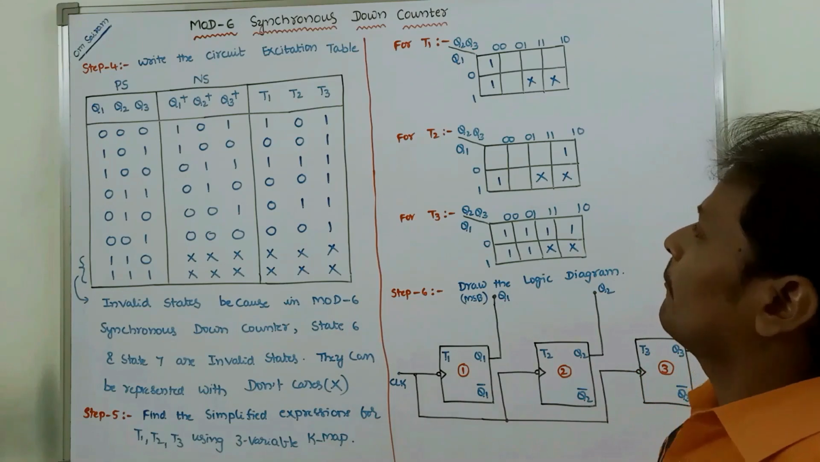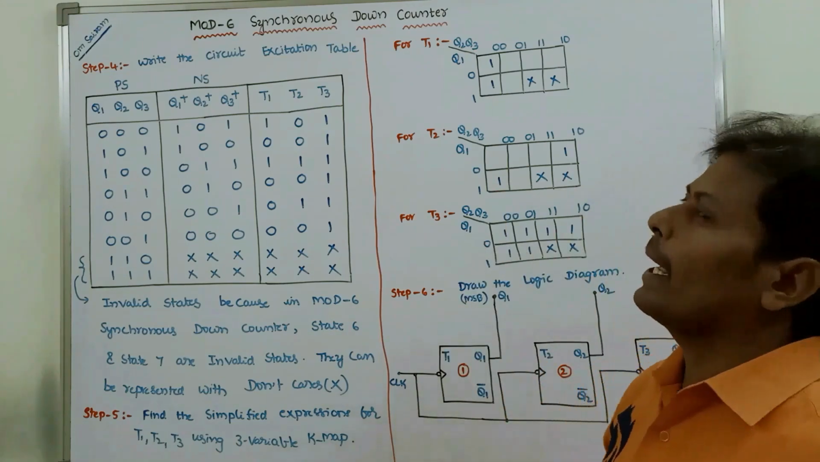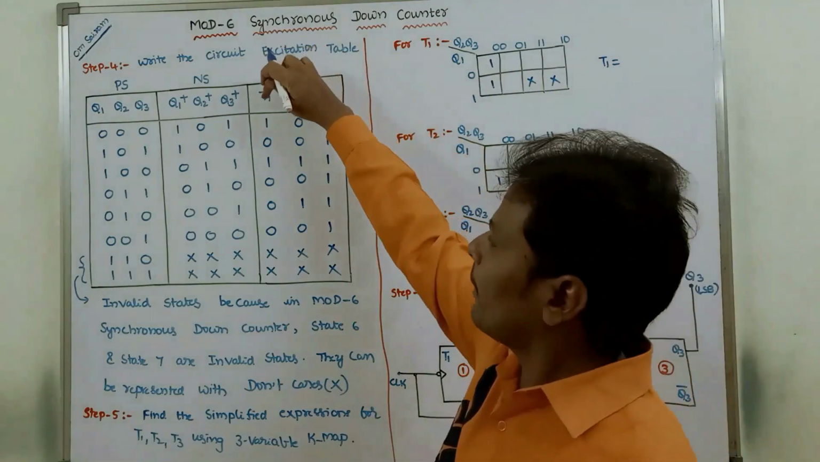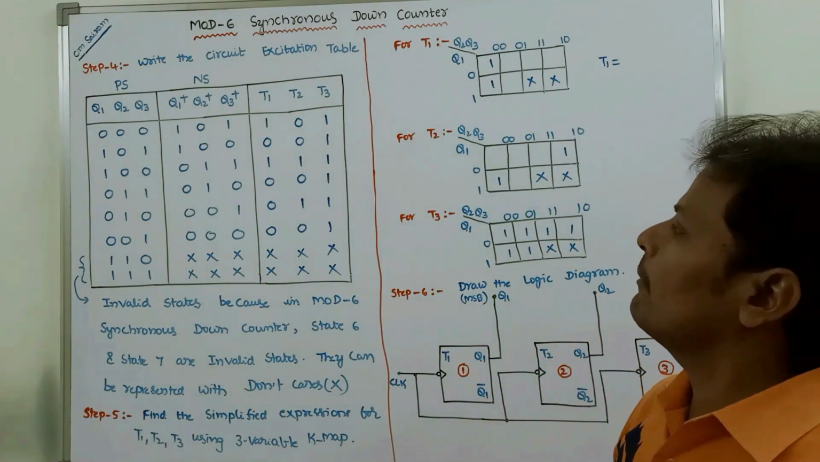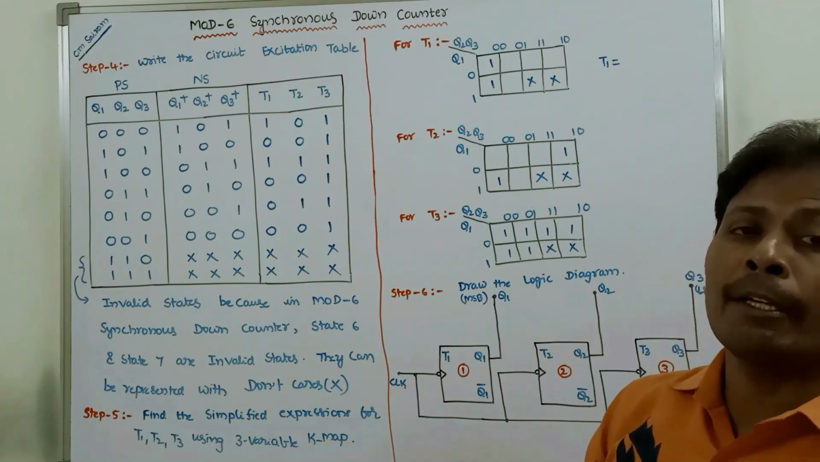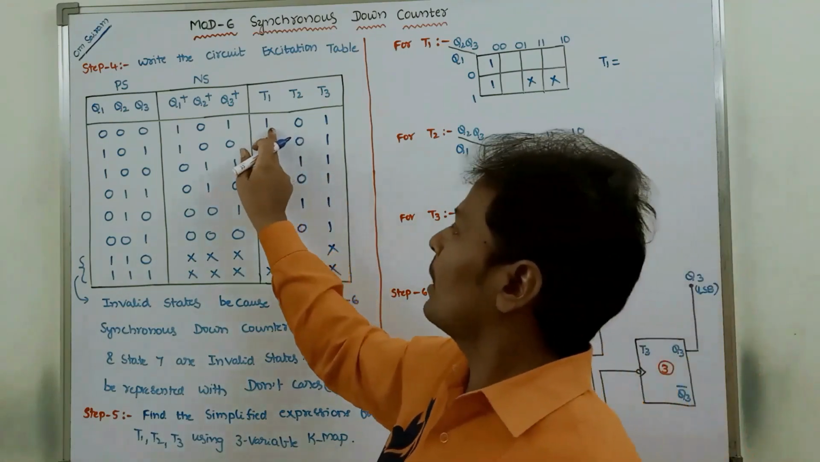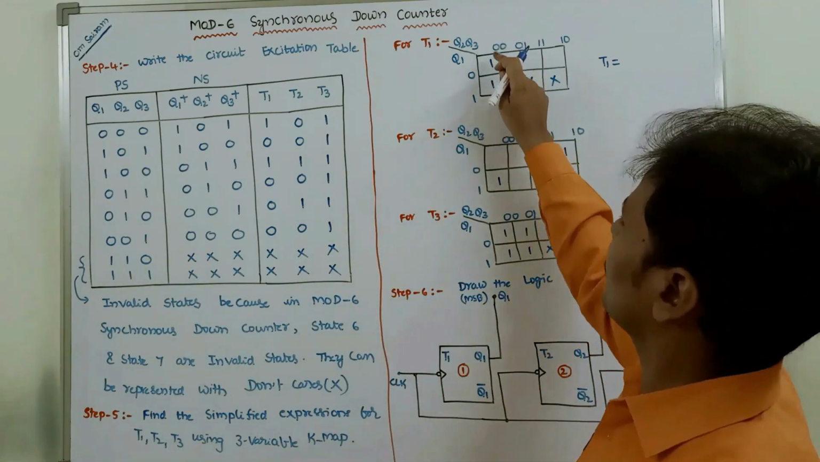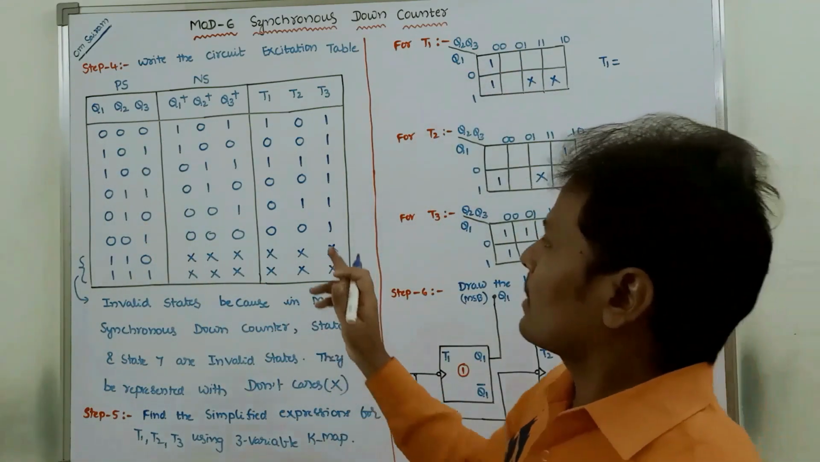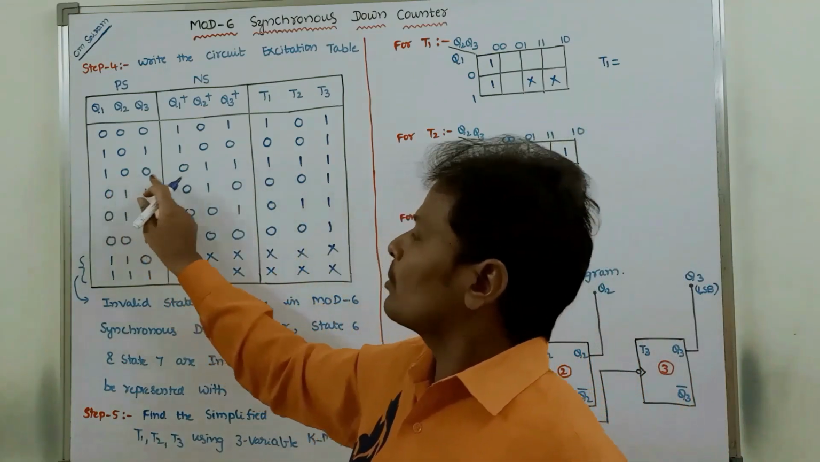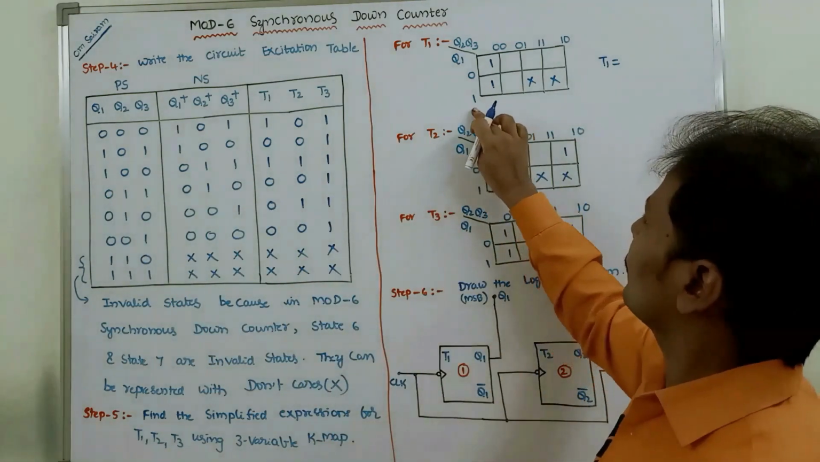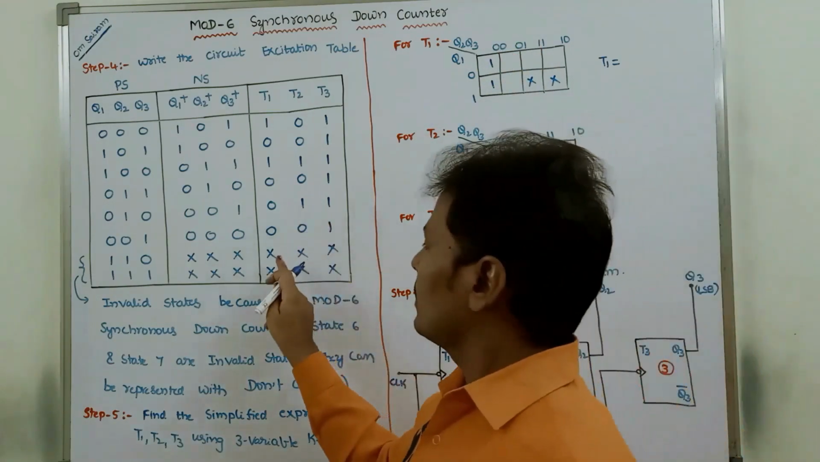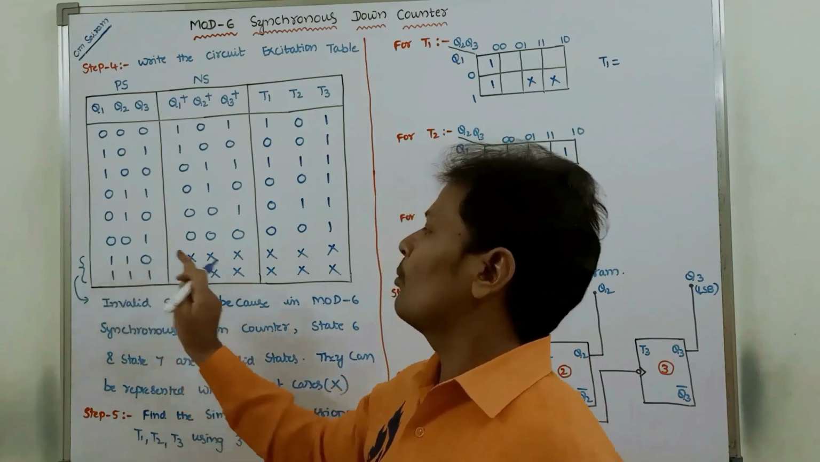First, for finding out the simplified Boolean expression for T1, we have to identify the T1 column. In that T1 column, only consider ones and don't cares. Here 1 is there. The corresponding input combination is 0, 0, 0. Next, here 1 is there. The corresponding input combination is 1, 0, 0. Here 1, here 0, 0. We are placing 1. Next one, don't care is at 1, 1, 0.